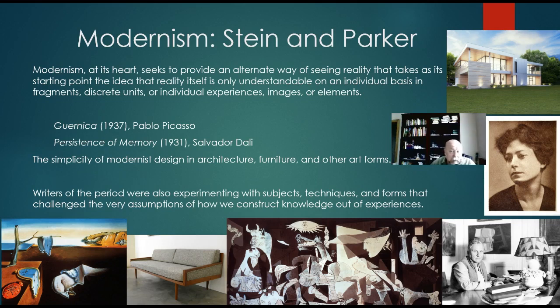Dali also made some films and did a whole bunch of stuff. He was quite a prolific artist. So was Picasso. They're both modernists. You look at how different these paintings are, but they're both considered modernists. Why? Because modernism isn't a style. Modernism is an approach to things. It's an outlook. It's a drive, if you will, to understand reality in a different sort of way. So the simplicity of modernist design and architecture, furniture, and art forms is kind of a hallmark of it, but not always. It's not always simple.